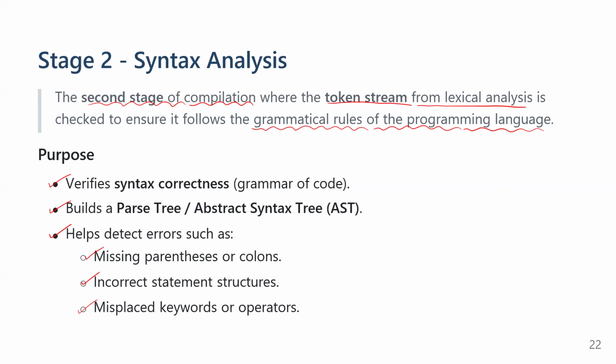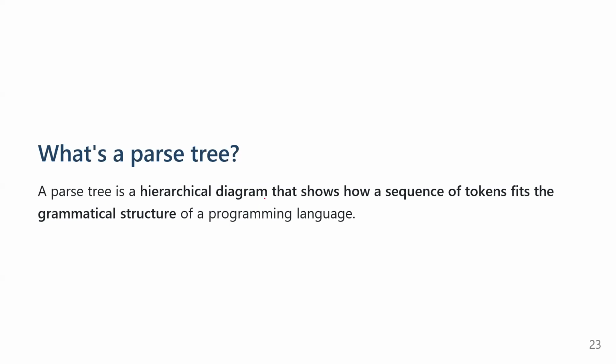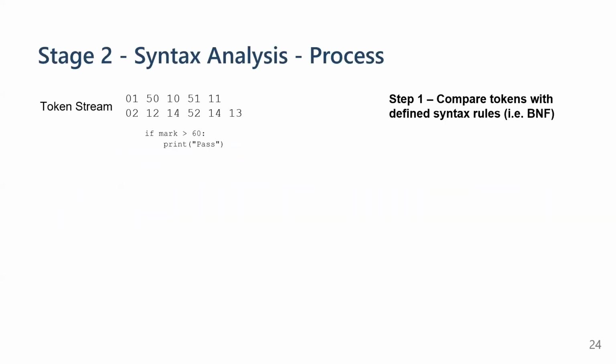But before we get there, let's try and understand what this so-called parse tree is about. A parse tree is a hierarchical diagram that shows how a sequence of tokens fit in a given grammatical structure of a programming language. So it's a tree, like a binary tree you could imagine, that contains a list of tokens and how those tokens are associated with each other. Now, let's understand the syntax analysis process with the token stream that we ended up with from the previous Python code, right?